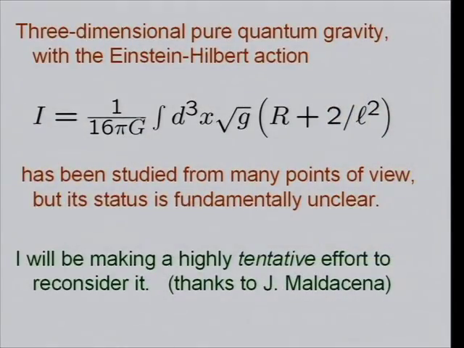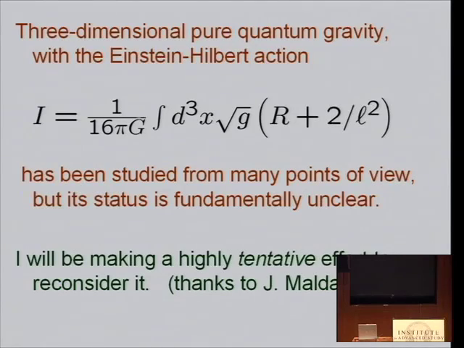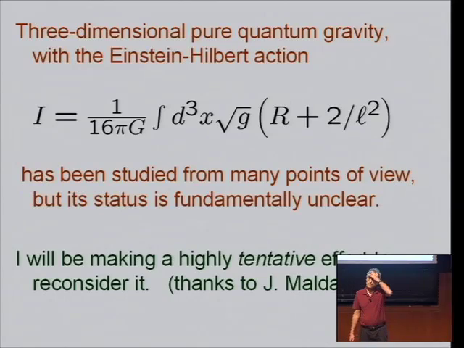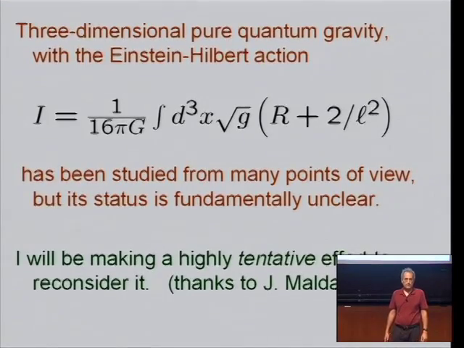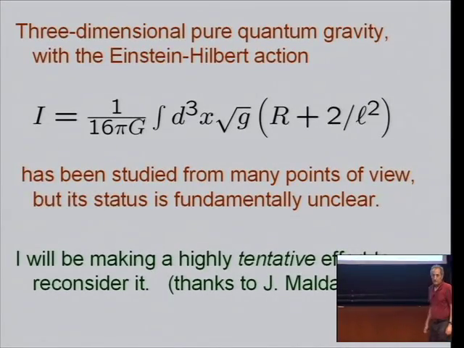So we're going to be talking about three-dimensional pure quantum gravity with the Einstein-Hilbert action that I've written in terms of Newton's constant and the cosmological constant, which has been written as 2 over L squared. And it's a very tempting problem to study because three-dimensional gravity classically is said to be trivial. Nothing happens. The Einstein equations imply that depending on the sign of the cosmological constant, every solution is locally equivalent to either de Sitter space, Minkowski space, or anti-de Sitter space, depending on whether L squared is positive, negative, or 0.